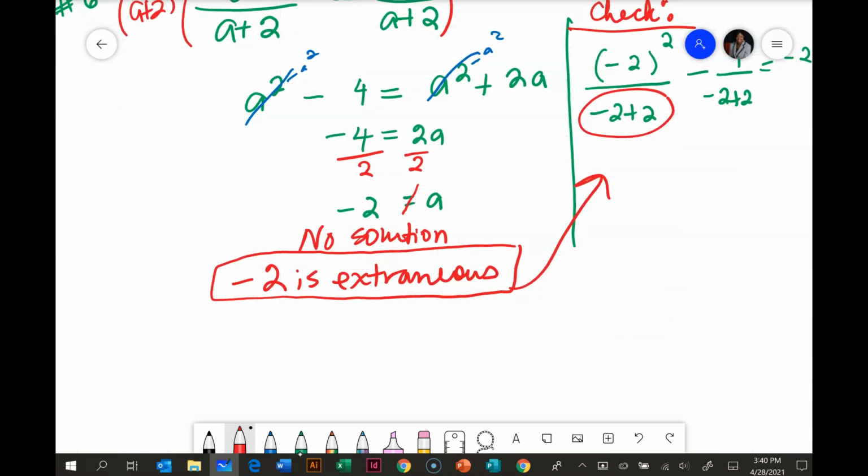Say it with me. -2 is extraneous. It's not the actual solution, you guys. It's extraneous. It's just an extra little solution that came up that's really not correct.